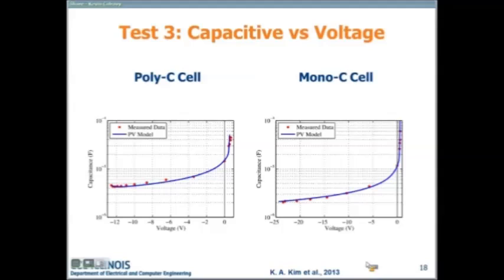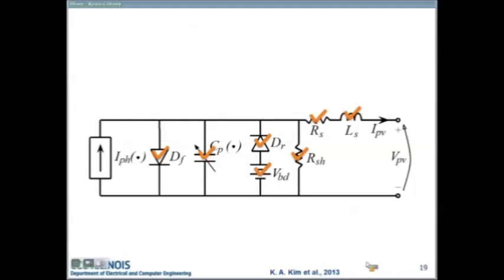So with all of these parameters now identified through these three tests, the photocurrent is actually a function of temperature and the amount of irradiance hitting the panel. So that's mostly user set and found through an equation.